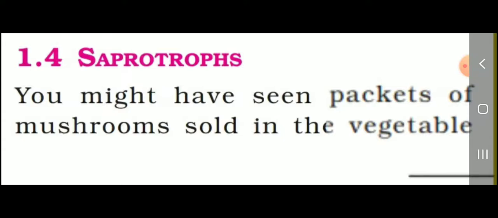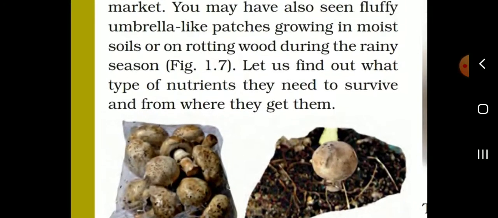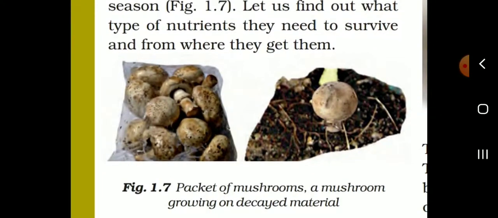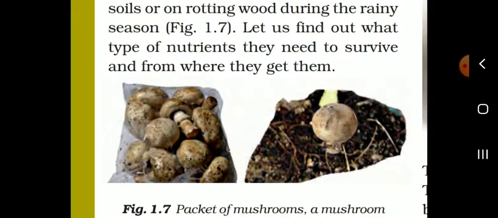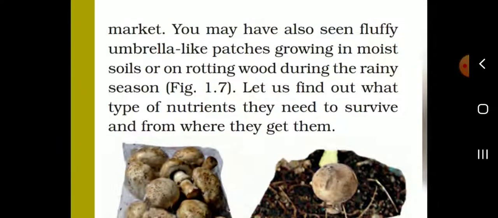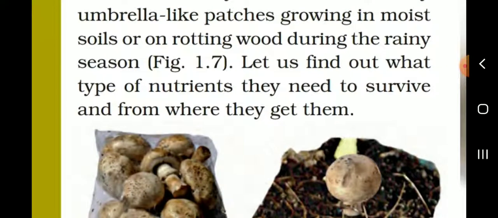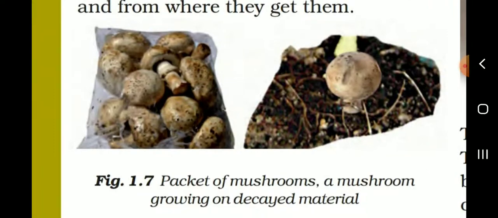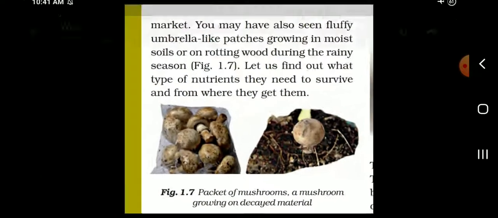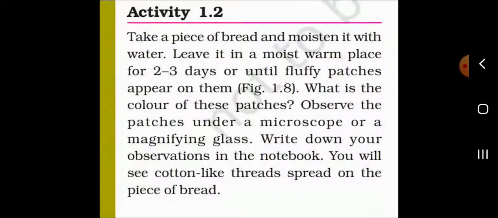Saprotrophs means fungus. That's all. See the picture, students. This is a saprotrophic plant. Which one is the saprotrophic plant? Mushroom is the saprotrophic plant. It grows on decayed material. Listen, the umbrella-like patches growing in moist soil or rotted wood during the rainy season. So the mushrooms grow on decayed material.